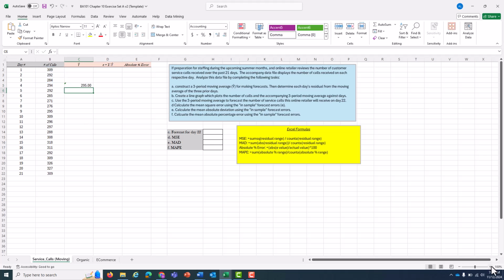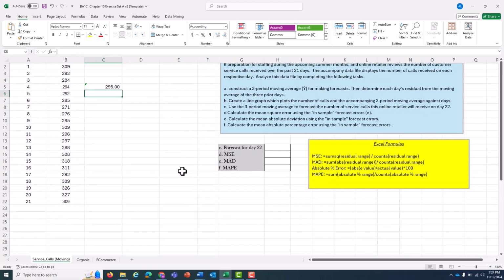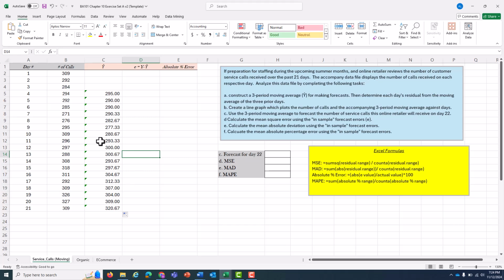So based upon that assumption, let me make this a little bigger so everybody can see it, we expect the number of calls on any one given day to be equal to the average that they got for the last 3 days. Day 4 should have had 295 calls. And I can just fill handle this all the way down, and we get the average for each of the preceding 3 periods. And with that, we can figure out the residual.